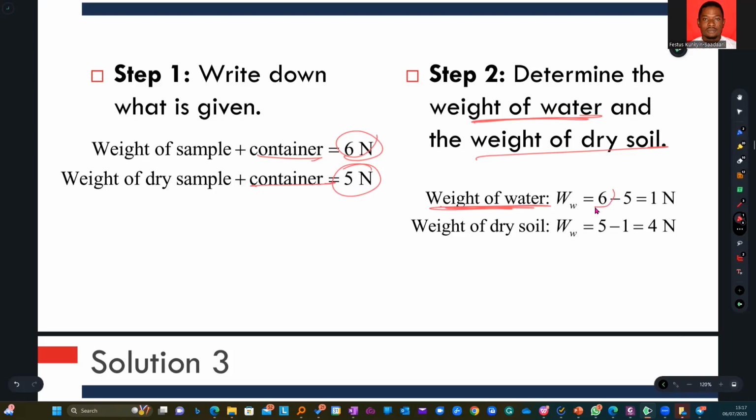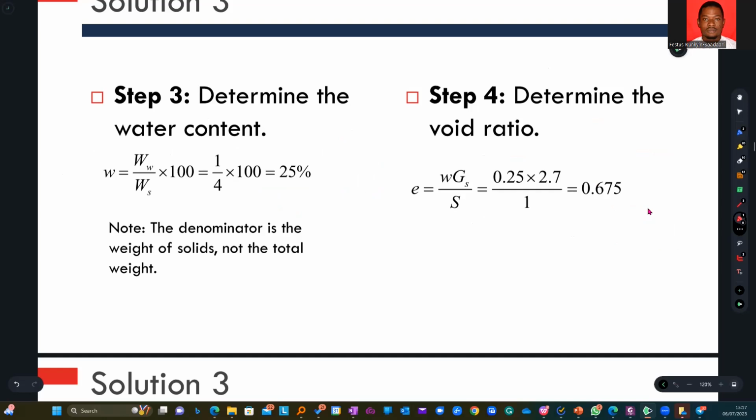I have 6 minus the weight after it was dried, giving me 1. So the weight of the water is 1 Newton. And for the weight of the dry soil, remember they said the weight of the container is 1 Newton too, so you subtract the weight of the container to get the weight of the soil. Now determine the water content. The weight of the water, which we know as 1, over the weight of the solids, which we know as 4, expressed as a percentage gives a water content of 25%.